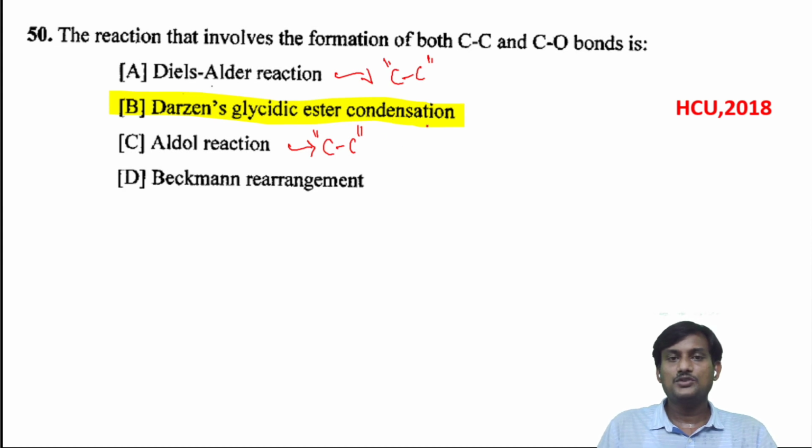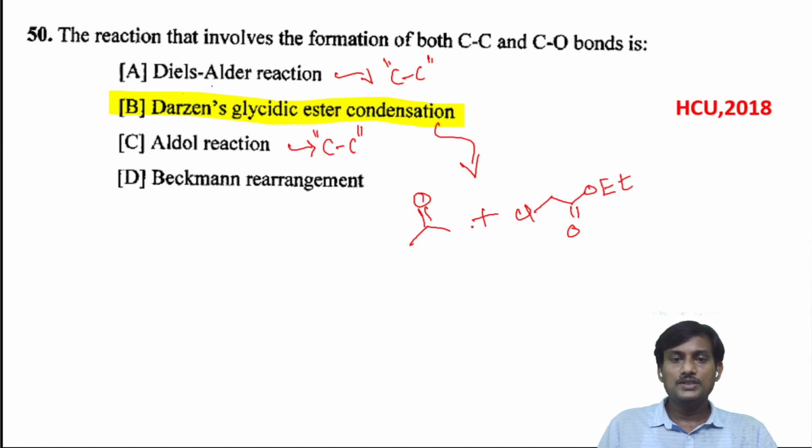Darzens glycidic ester condensation. In Darzens glycidic ester condensation reaction, it's a reaction between a carbonyl compound and an alpha halo ester. This is the alpha halo ester I am taking. In this reaction, there is a bond formation between this carbonyl carbon and the alpha carbon of the ester, and also there is a C-O bond formation between this oxygen and this carbon.